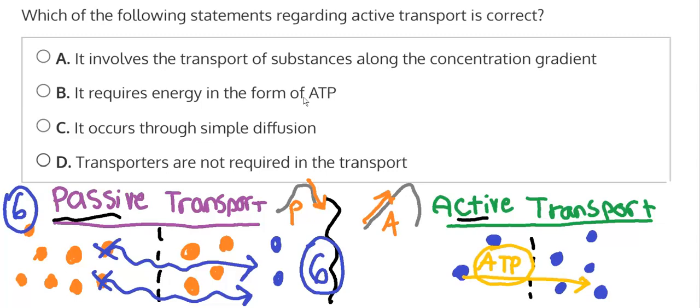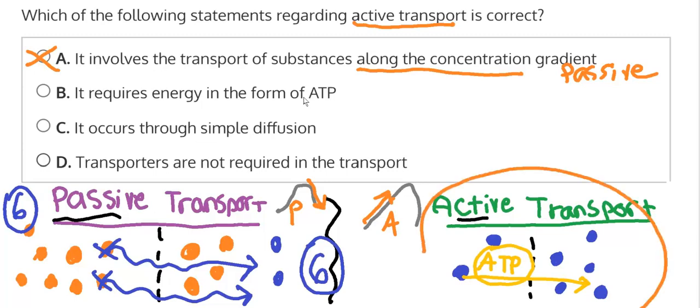So now that we understand the differences, let's look at the choices. We want to see which one relates to active transport, which one is correct. Option A says that it involves the transport of substances along the concentration gradient. And along the concentration gradient is what we saw with our passive transport analogy. Passive. So this would not be the correct answer because we're looking for what relates to active transport. So we can eliminate option A. Option B says that it requires energy in the form of ATP, and that is correct. As we see over here, we needed ATP energy in order to move during active transport, so option B is looking correct. Let's just review the last 2 choices.